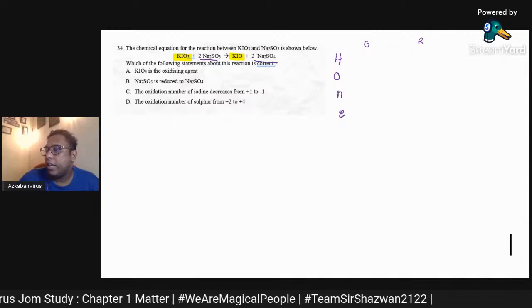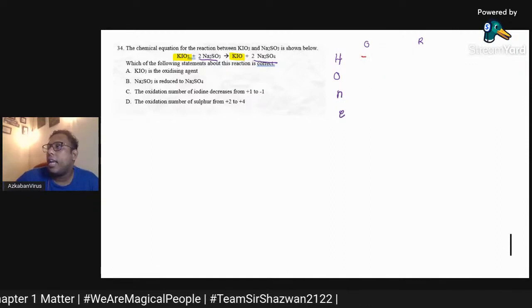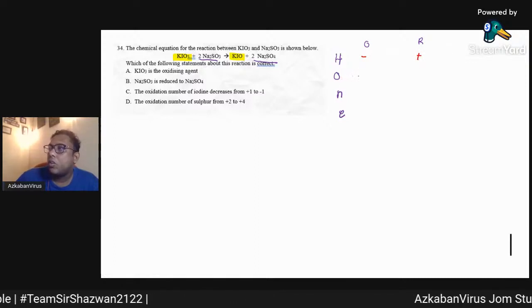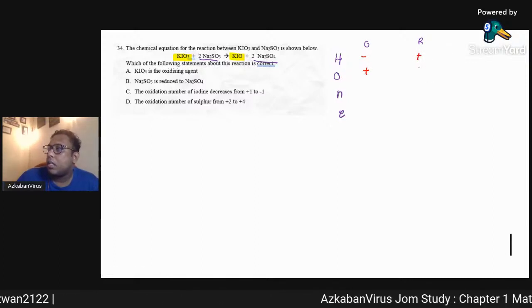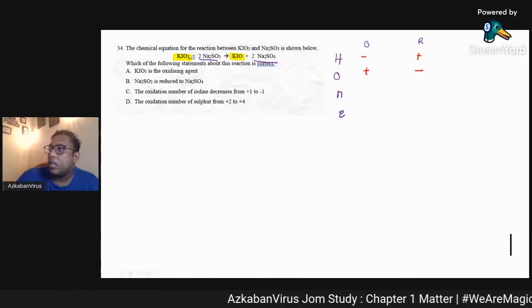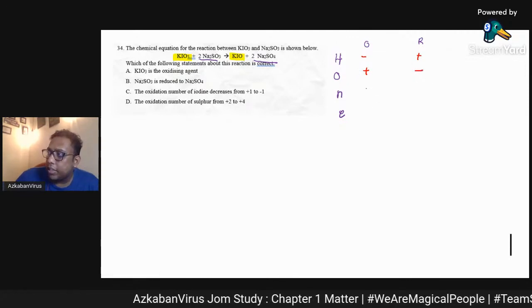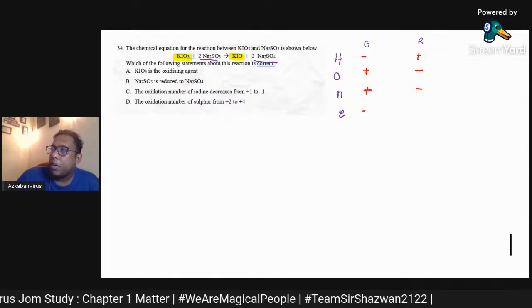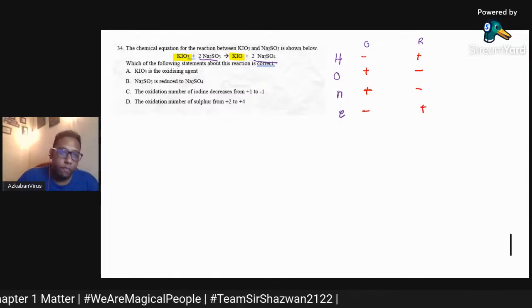Okay. Oxidation, dia akan hilang hidrogen. Reduction tambah oksigen. Oksigen bertambah, reduction berkurang. Oxidation number dia akan bertambah, ini akan berkurang. Elektron berkurang, ini akan bertambah elektron.